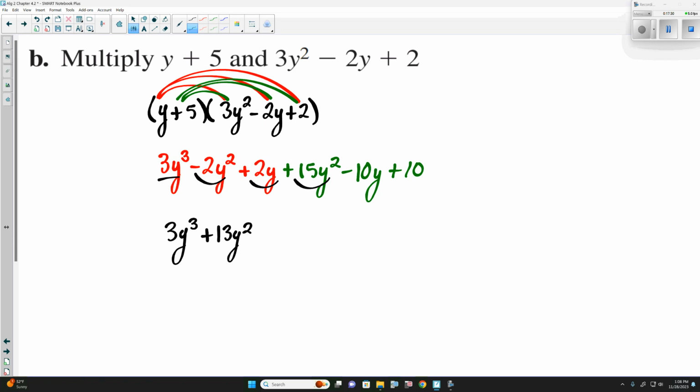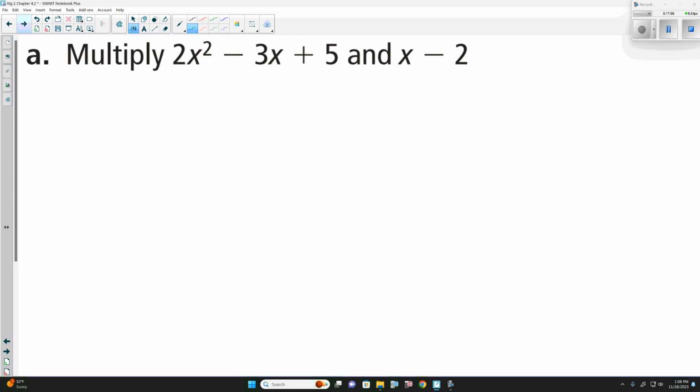Then we have 2y minus 10y is negative 8y. And lastly, we have our plus 10. And that's it. Questions on multiplication? You feel comfortable with multiplication?